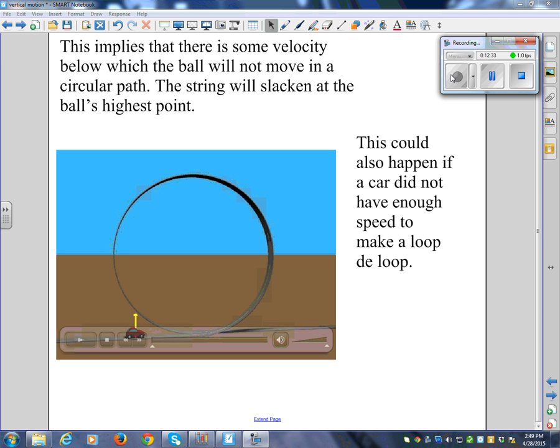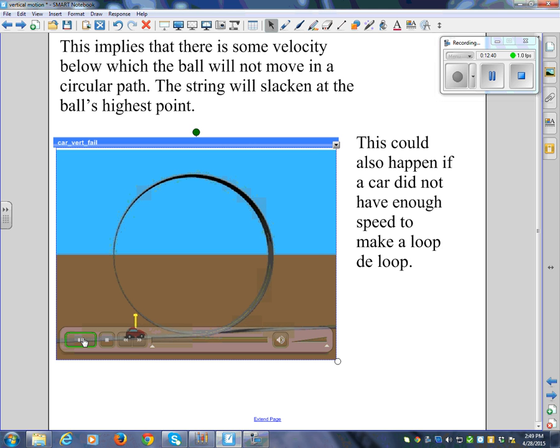So again, this implies there's some velocity below which the ball will not move in a circular path. The string will slacken at the ball's highest point, and what will happen? Well, that will happen. That's what could have happened, right? This guy wasn't going up. He didn't have enough centripetal force.